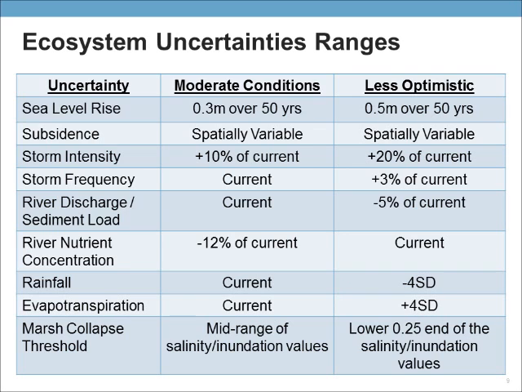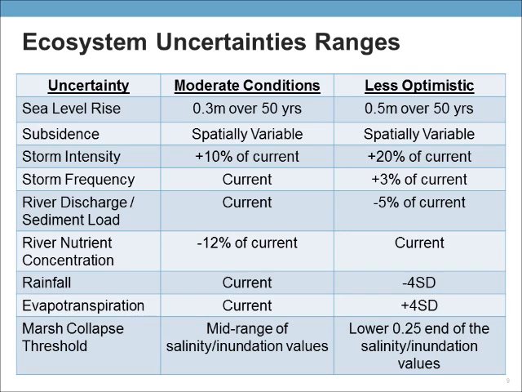And so we identified early in the process, I was going to say 10, and on here there are 9 categories of uncertainties, things that we didn't know how they were going to work in the future. Marsh collapse threshold at the bottom is really about how sensitive the marshes are to things like salinity change and inundation frequency. And so what we developed then was a set of conditions that we're considering moderate, and then a set of conditions that we're considering less optimistic.